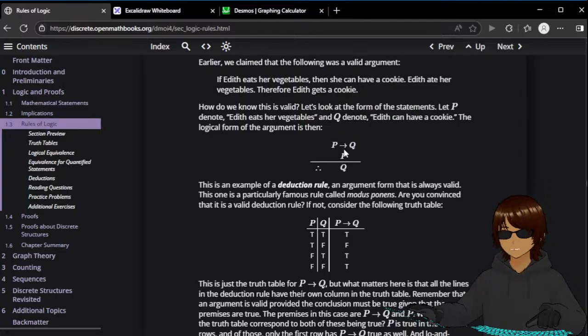P implies Q. We have P and then Q. This is an example of a deduction rule, an argument that is always valid. This one in particular is famous, called modus ponens. So P implies Q is true. We assume that this part is true. So we have this case, this case, and this case. And also P is true. So we have this case only, right? So this is true means Q is true.